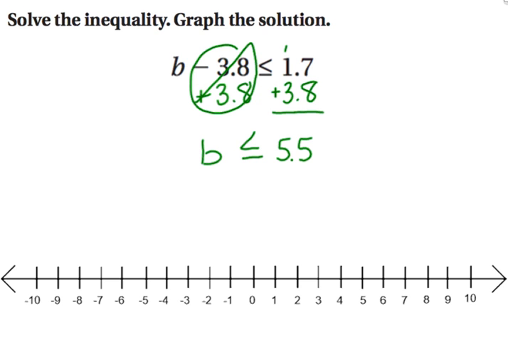So I'm going to do a closed circle this time at 5.5, and my arrow is going to go to all the numbers less than that. So it's going to go this direction to the left, put an arrow on the end.